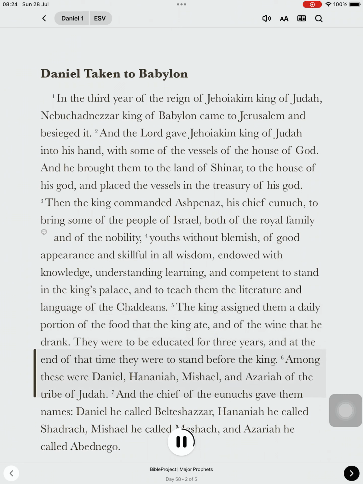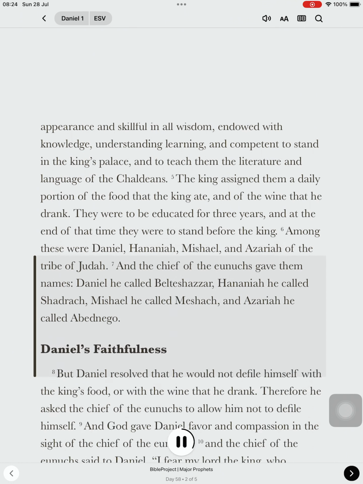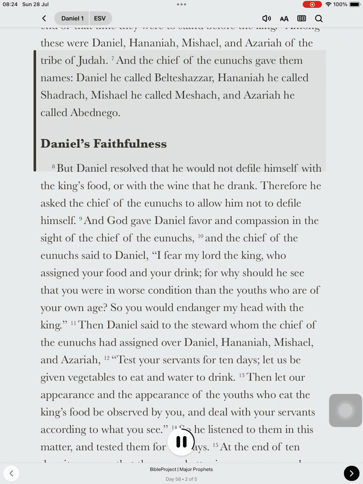Among these were Daniel, Hananiah, Mishael, and Azariah of the tribe of Judah. And the chief of the eunuchs gave them names. Daniel he called Belteshazzar, Hananiah he called Shadrach, Mishael he called Meshach, and Azariah he called Abednego. But Daniel resolved that he would not defile himself with the king's food or with the wine that he drank. Therefore he asked the chief of the eunuchs to allow him not to defile himself.